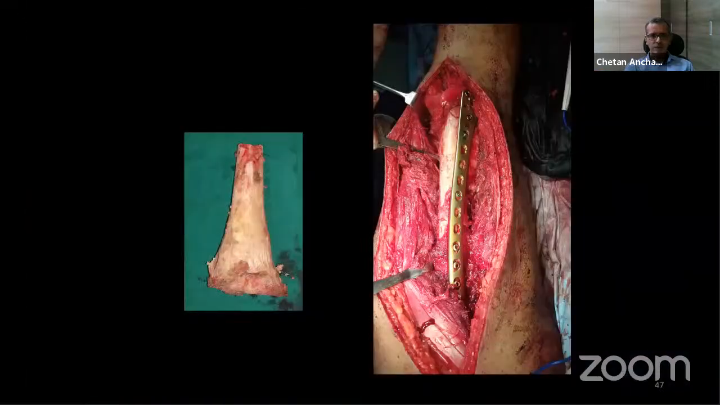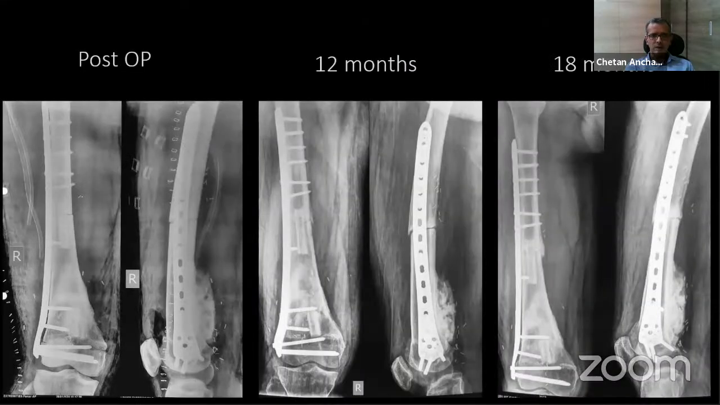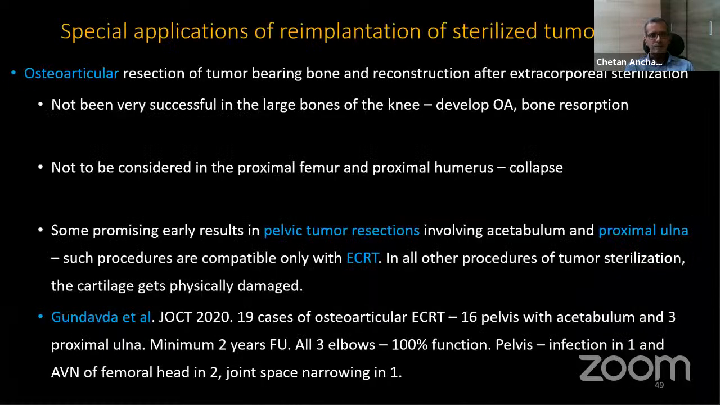Following which it was thawed and dipped in distilled water for 20 minutes. Then it was stripped of all the soft tissue and re-implanted. That is his post-op x-ray at 12 months. And this is his most recent x-ray at 18 months. It took a long time to show attempt at union. And I think now it is on its way to union.